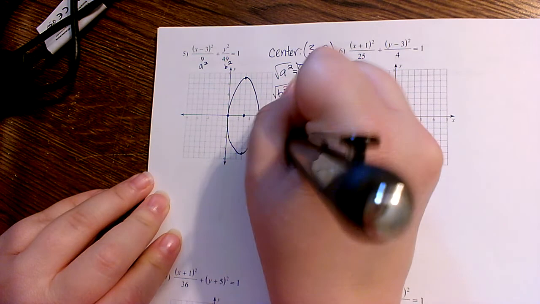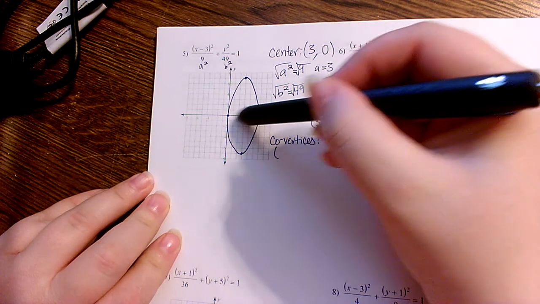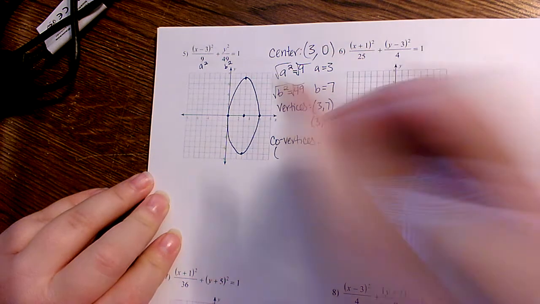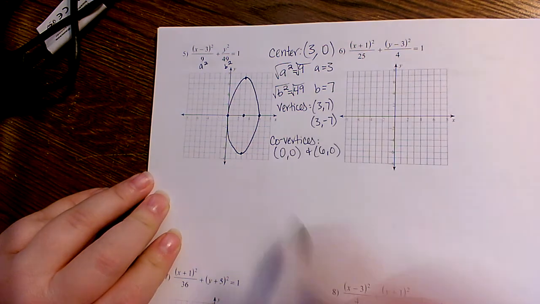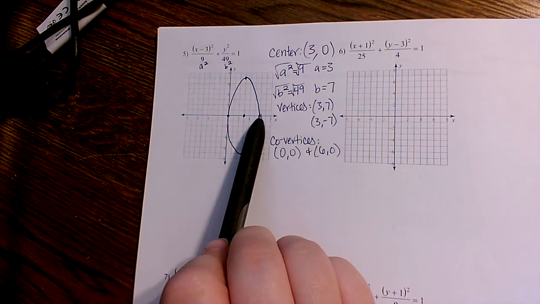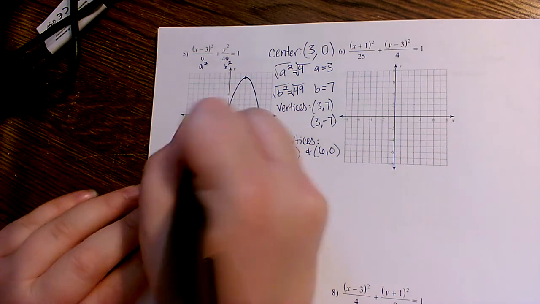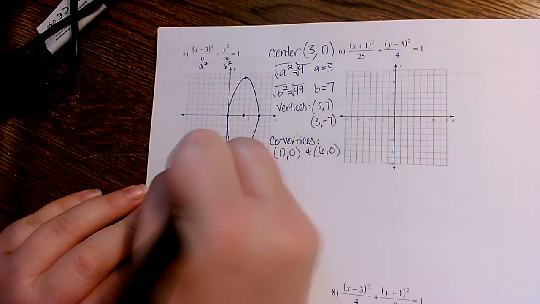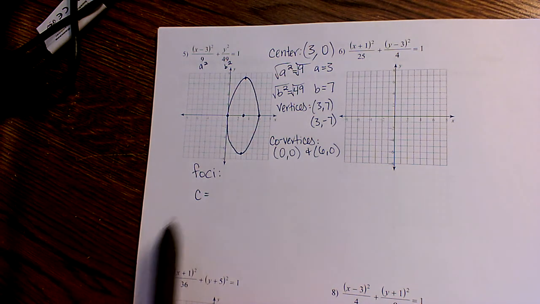And then the co-vertices, they are at 0, 0, and what is that, 6, 0? Because the co-vertices are always along that shorter minor axis. The only other thing we need to make sure that we know how to find are the foci. So in order to figure out where they are, we need to figure out what C is, which is the distance from the center point to the foci.